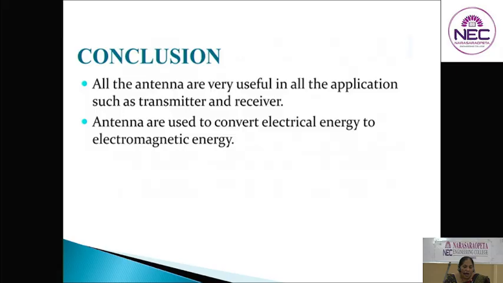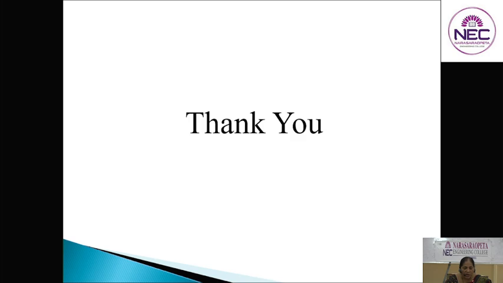Conclusion. All the antennas are very useful in all applications such as transmitter and receiver. Antennas are used to convert electrical energy into electromagnetic signals. All these antennas are used for several applications, that is satellite communication, radar communication, and television broadcasting signals. So this is a brief view of antennas and wave propagation.